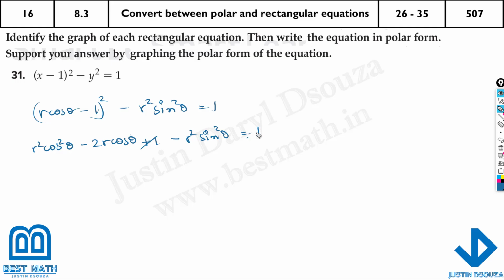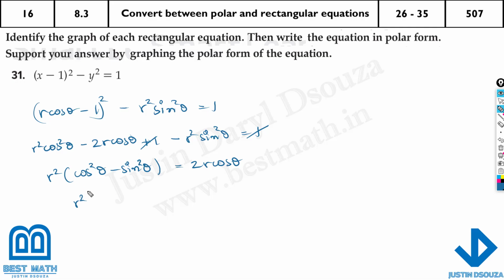So what happens here? This goes off. Now let me take this to the other side. But here now I can remove the r square and r square. What am I remaining with? It is cosine square theta minus sine square theta. That is equal to 2r cosine theta. Now what is cos square theta minus sine square theta? You can write it as cos 2 theta.